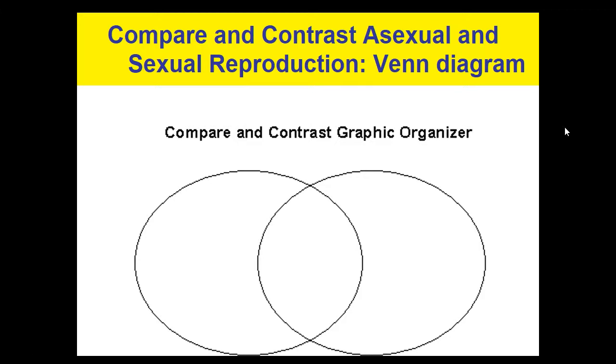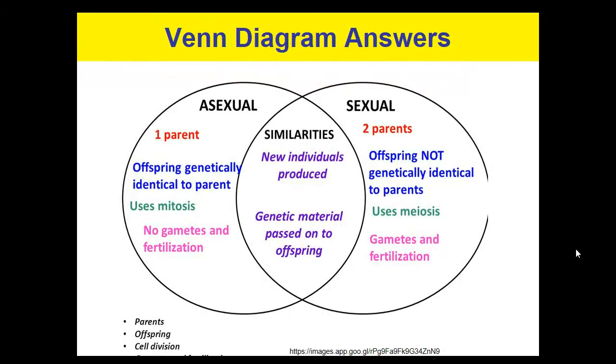What sexual and asexual reproduction have in common would be in that overlapping area. What they have in common is that in reproduction, either way, it's producing new individuals, obviously. Genetic material is passed on from parents to the offspring, but in asexual there's only one parent, in sexual there's two parents, so those are different, so you don't put that in the overlapping part.